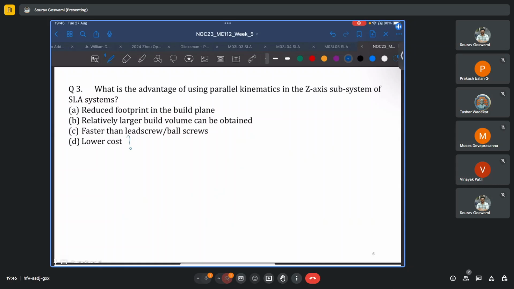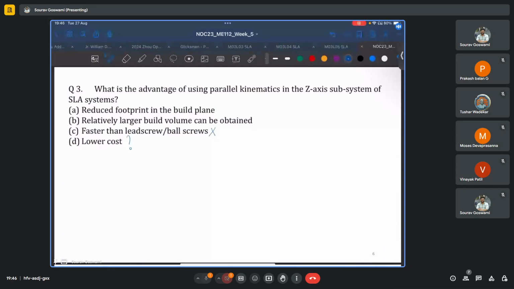Again, during the course of the lectures, there was no particular reason for us to assume that the parallel kinematics will be faster than lead screws. In fact, it may indeed be slower than the lead screws or ball screws. So this is wrong.